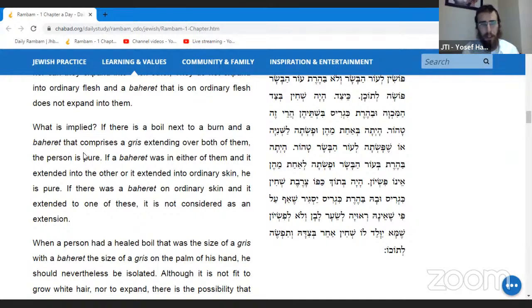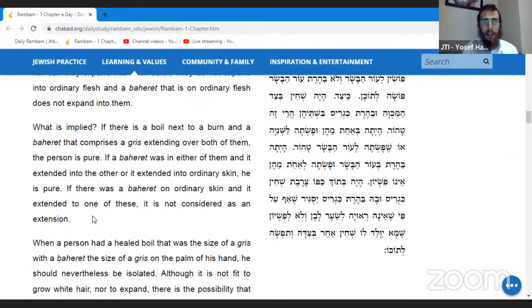The person is pure. Why? Because we said the two forms of wounds do not combine, and we look at them distinct. We look at each of them distinctly, and so each one has only half the measurement. If a baheres was in either of them and it extended into the other, or it extended into the skin around it, he again is pure. If there was a baheres on ordinary skin and it extended into one of these, again he is pure. It's not considered an extension.